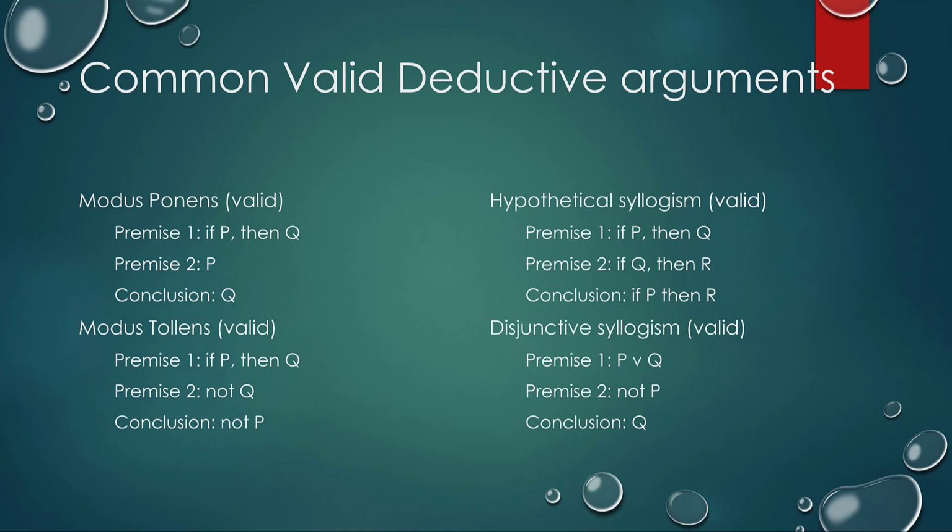So a third common one is what's called a hypothetical syllogism, sometimes called a chain argument, and goes like this. Premise 1, if P, then Q. Premise 2, if Q, then R. Conclusion, if P, then R.